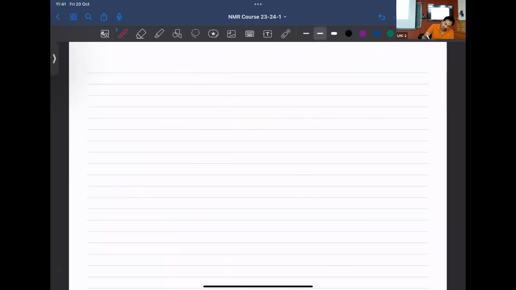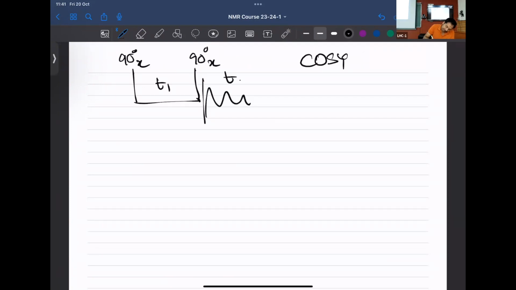That is one of the hallmark experiments, the first 2D experiment that was proposed in the 1970s and implemented in the mid to late 1970s. So what the experiment is called is the COSY experiment, correlation spectroscopy. We are only talking about homonuclear experiments right now. So this will be called the proton-proton COSY experiment.